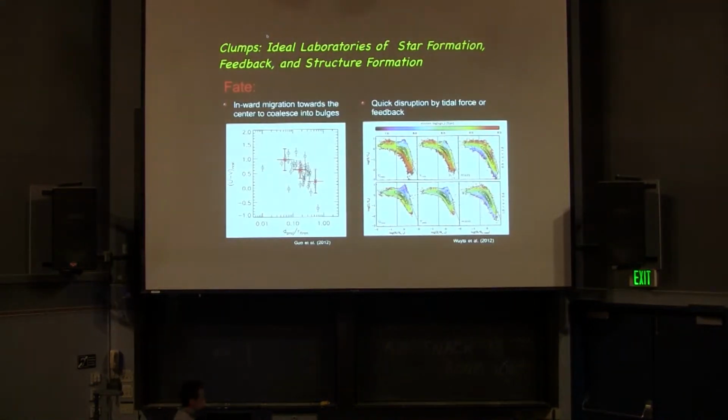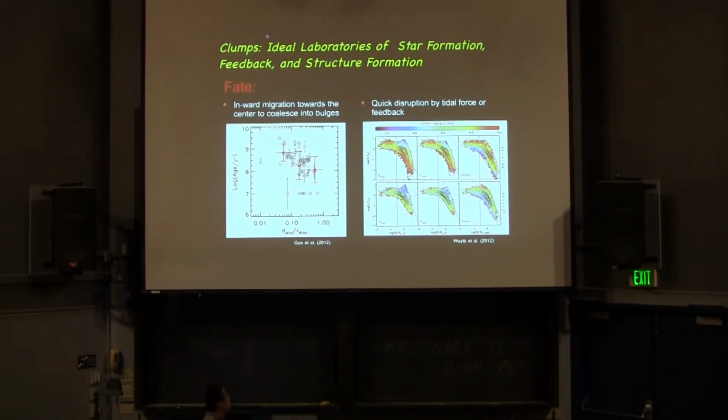However, the fate of clumps is not clear. So you may have two possible scenarios. First, clumps can go into the center of galaxies to form a bulge, or they can be quickly disrupted by feedback or tidal force. Both scenarios have some evidence. For example, in our paper in 2012, we found a color gradient of clumps. So clumps in the center are red, and clumps in the outskirts are blue. If you turn this color gradient into an age gradient, the clumps in the center are older, and clumps in the outskirts are younger. So this is exactly the prediction of the inward migration scenario.